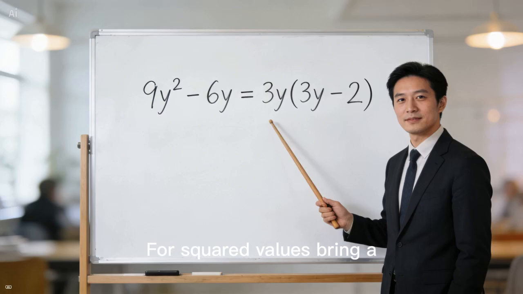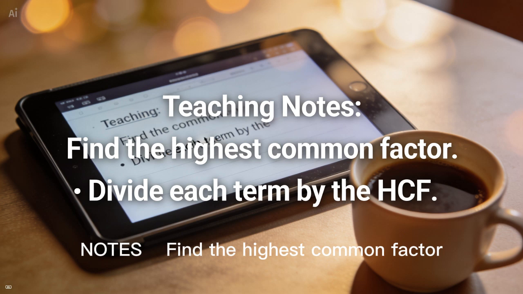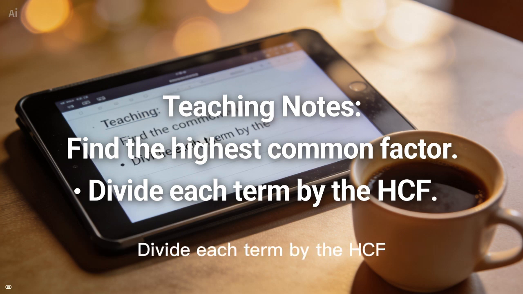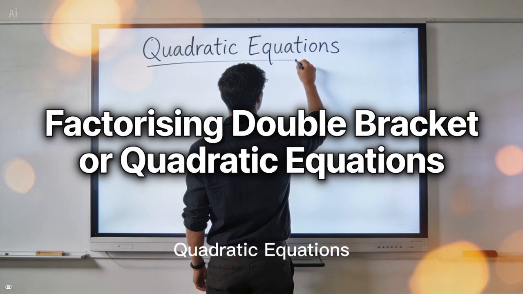For squared values, bring a variable out of the bracket. For example, 9y squared minus 6y equals 3y times 3y minus 2. Notes. Find the highest common factor. Divide each term by the HCF.